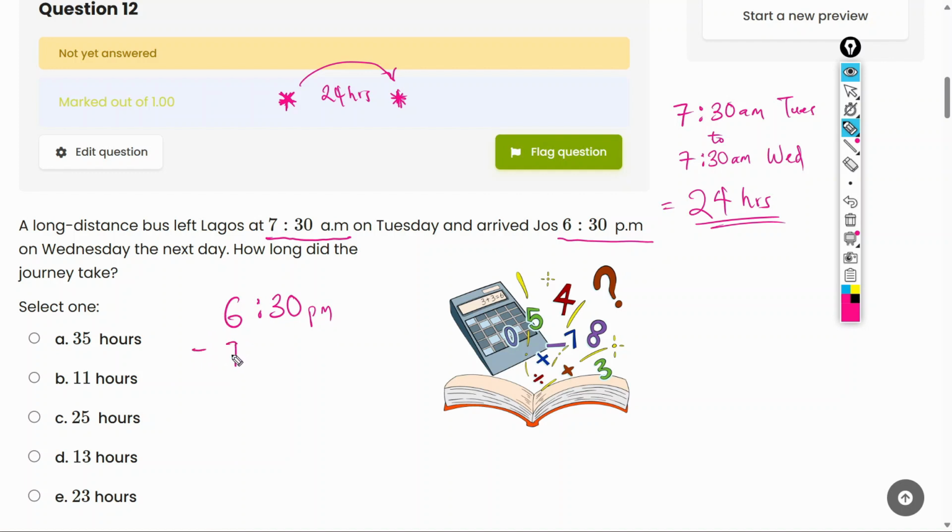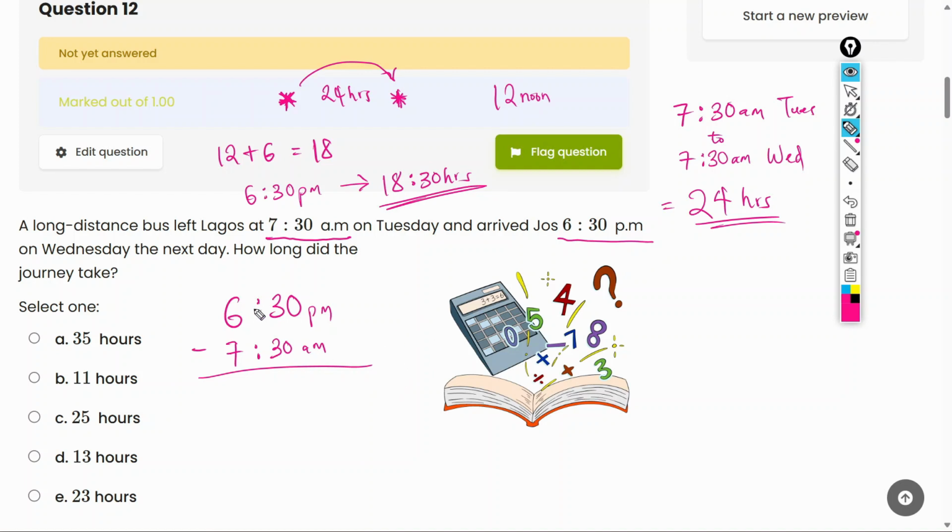So we are to do 6:30 p.m. minus 7:30 a.m. to get what we need to add to 24 hours. Since this is 6:30 p.m., once your time has crossed 12 noon, for ease, you can begin to count in terms of your hours. So 13, 14, 15, 16, 17, 18. So from 12 to 6, 12 plus 6, that's 18 hours. So it means that 6:30 p.m. is the same thing as 18:30 hours.